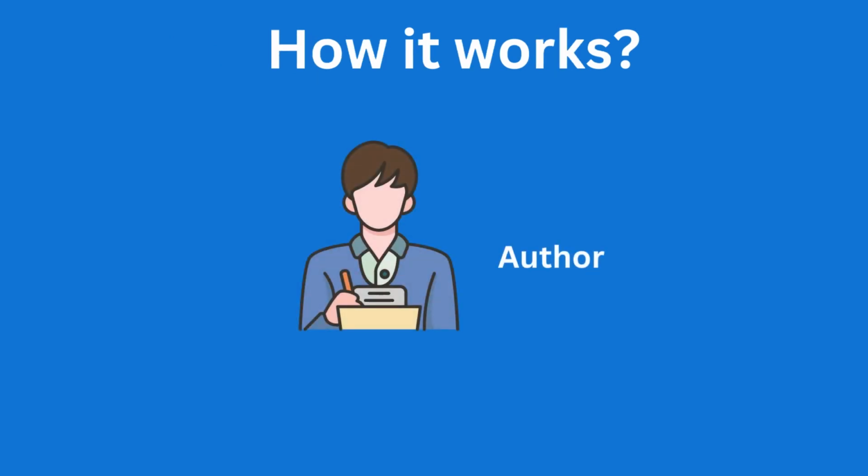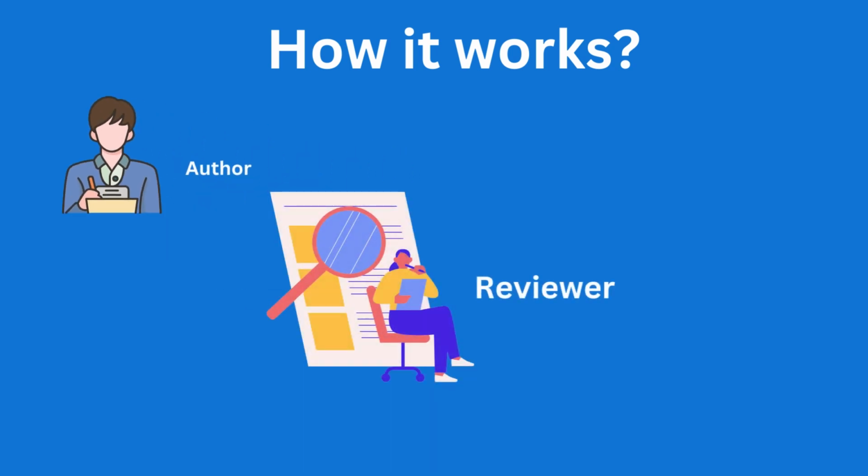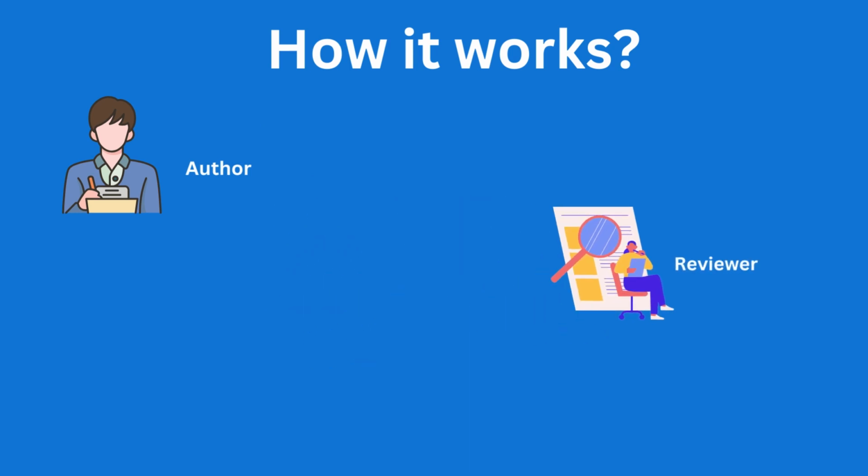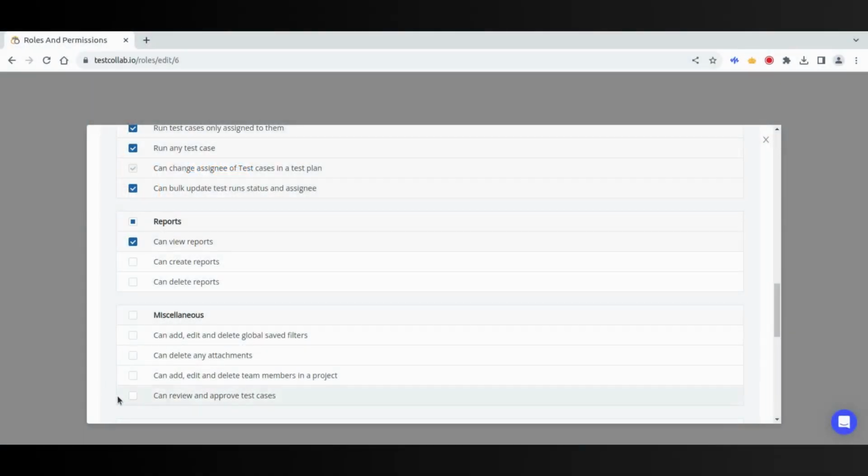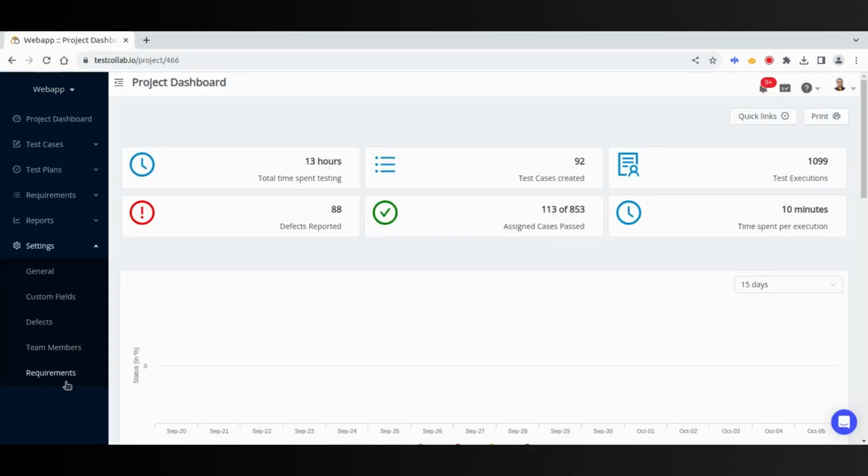How does this feature work? This requires mainly two types of users: an author, who adds or edits the test cases. The other is the reviewer, who will review and approve the test cases added by the authors. A reviewer must be assigned a role with the permission to review and approve test cases.